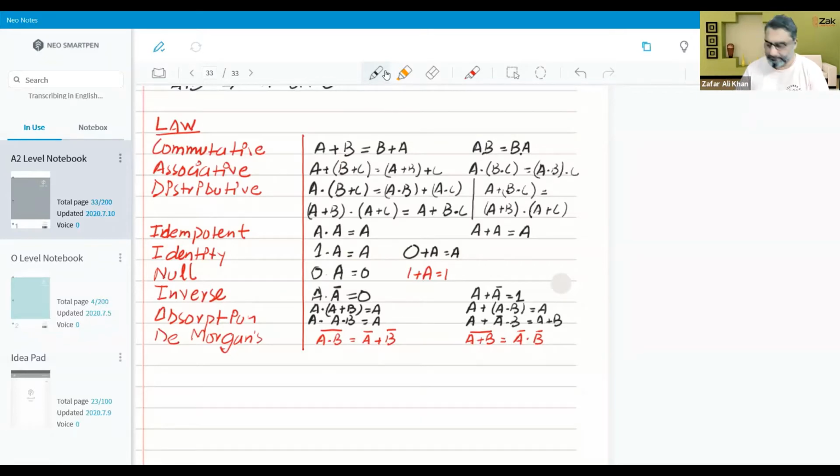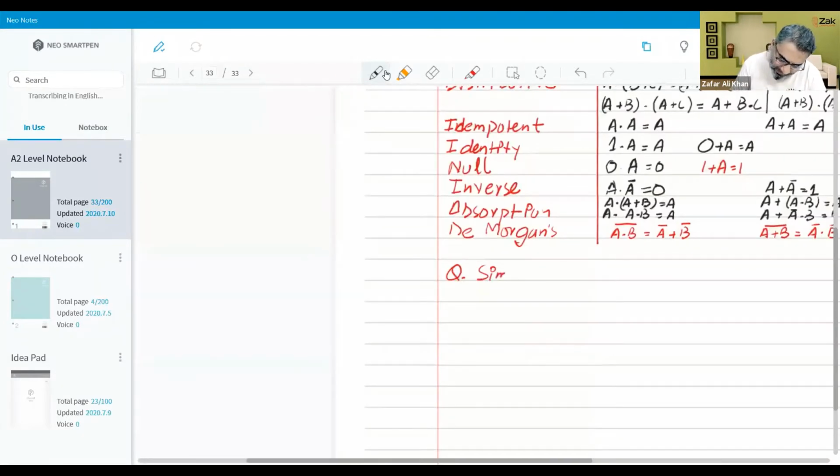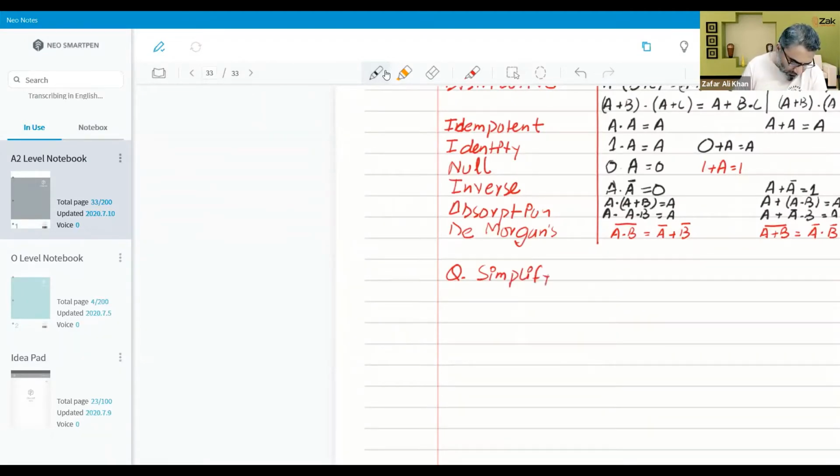So let's solve it. Let's say I've got a question that says simplify: (A plus B) plus (A naught plus B naught). Let's take this simple example.